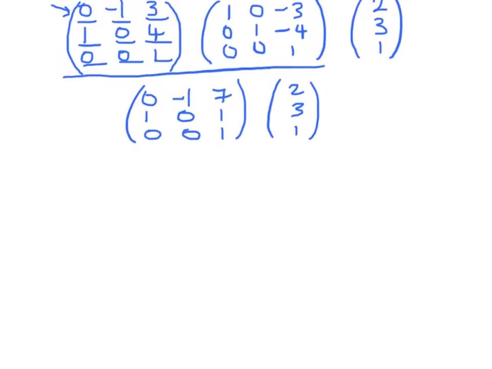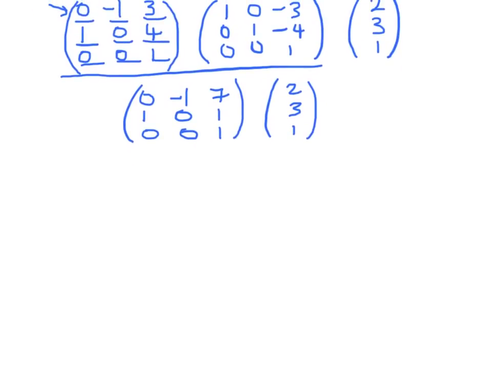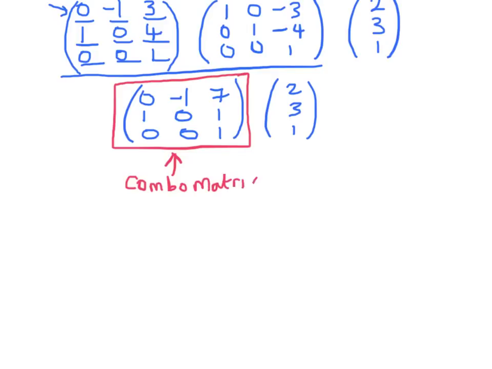Let me move the page up a little bit. So now what I'm left with is this one matrix here, right? And this one matrix is, as I said before, called the combo matrix, right? And basically, it does everything for you. It does the entire rotation of the triangle R about the point 3, 4.